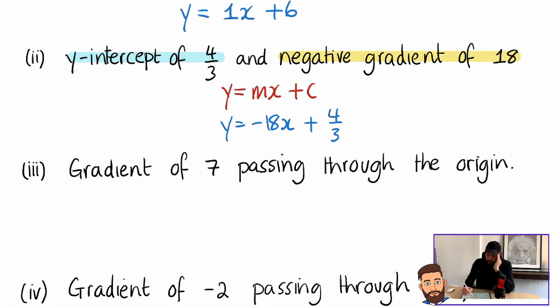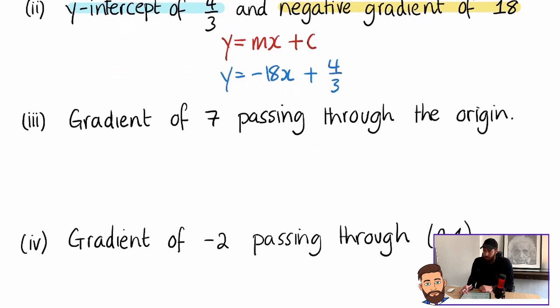What does that mean? It means it crosses the y-axis at this 4/3, and it has a negative going down gradient of 18, so across 1, down 18. Quite a steep negative line that crosses at a fraction 4/3. Okay.